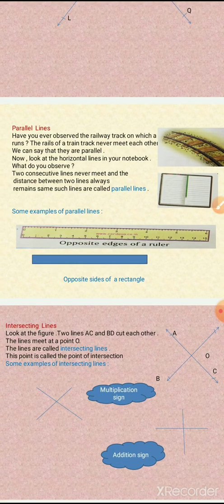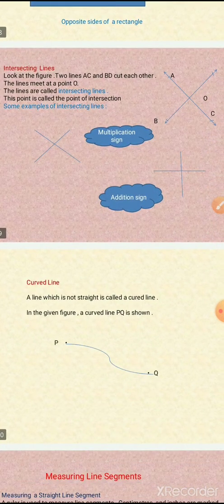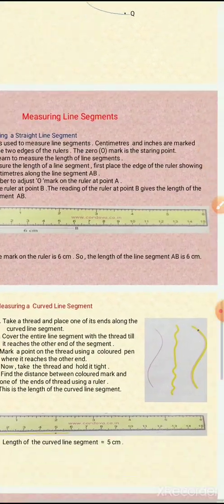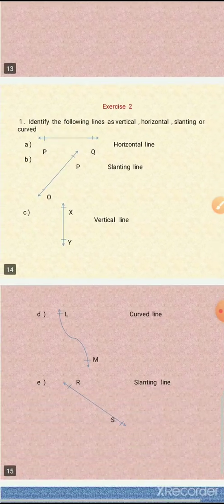And the lines which cut each other are called intersecting lines. And a curved line, a line which is not straight, is called a curved line. So okay, with the help of this, students, we solve question number one of exercise 2.